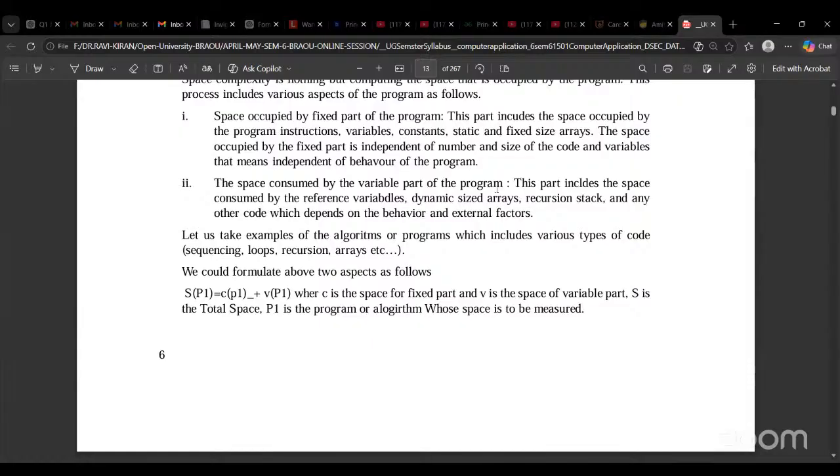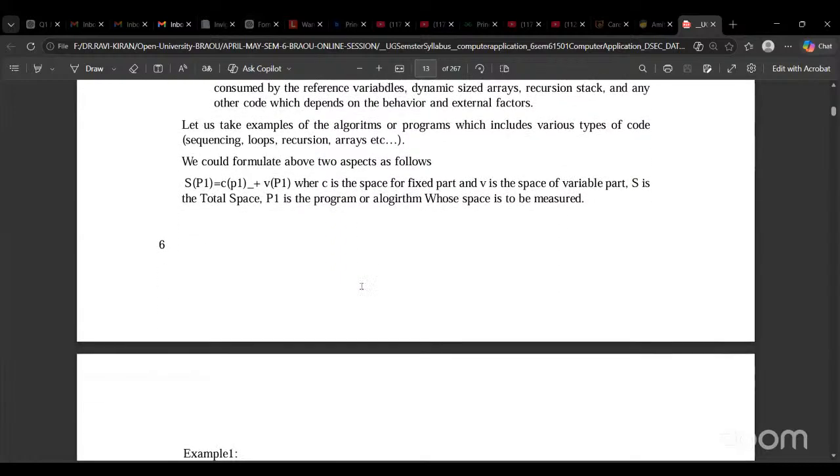The space consumed by the variable part of the program includes the space consumed by reference variables, dynamic sized arrays, the recursion stack, and any other code which depends on the behavior. Now, you can see an example here. C is the fixed part, and V is the space of the variable part. This is the total space.